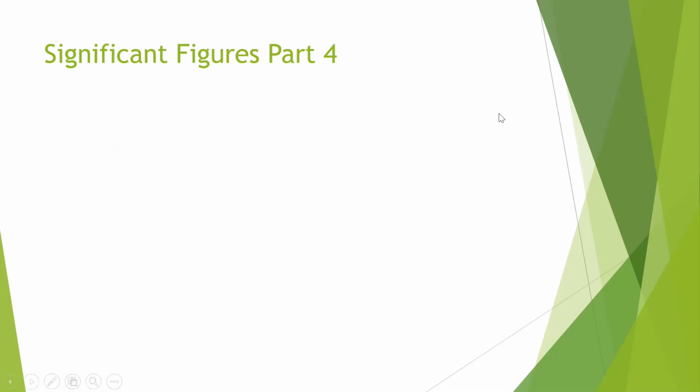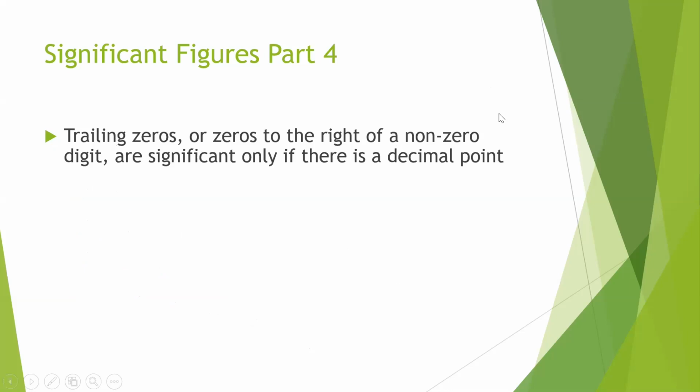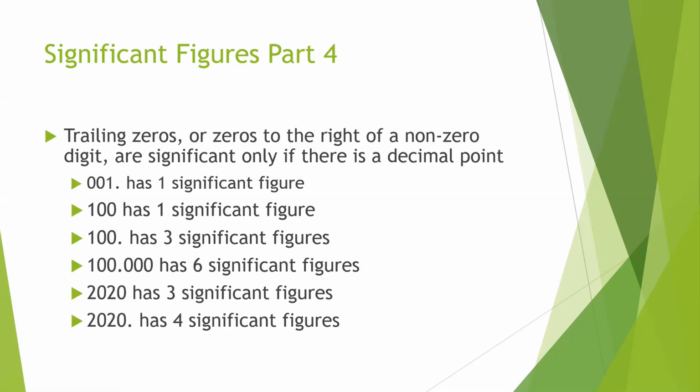And our last rule, this is the one that can get slightly confusing. Trailing zeros, which are zeros to the right, are significant only if there's a decimal point. So I brought this example because although there's a decimal point here, these are not trailing. They're not to the right of a non-zero digit. They're to the left. So they're leading zeros, and leading zeros are never significant. So there's only one sig fig here.